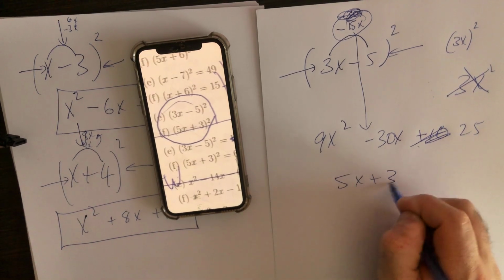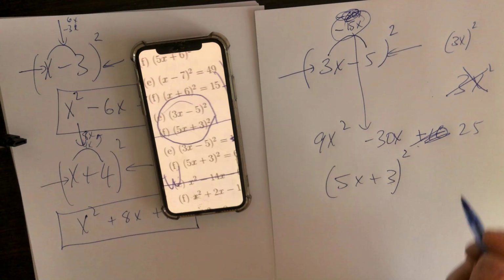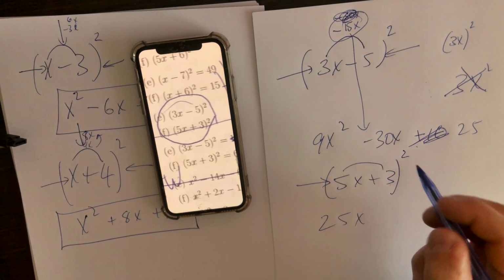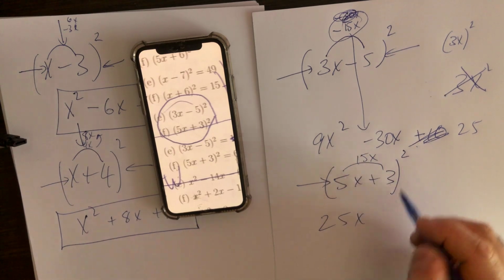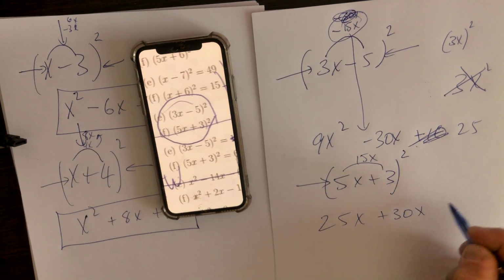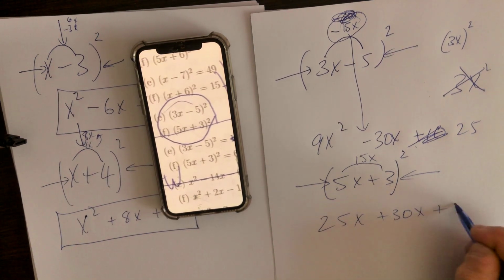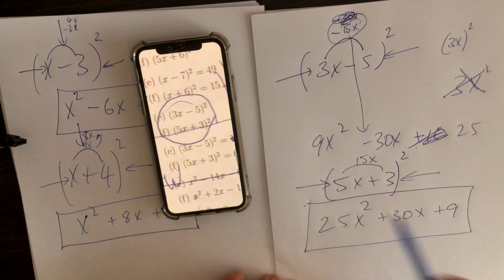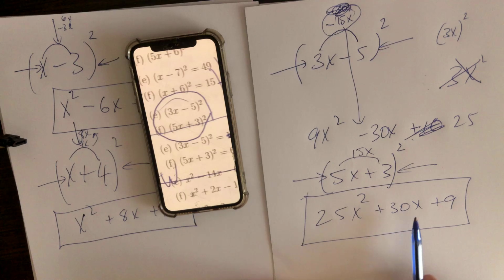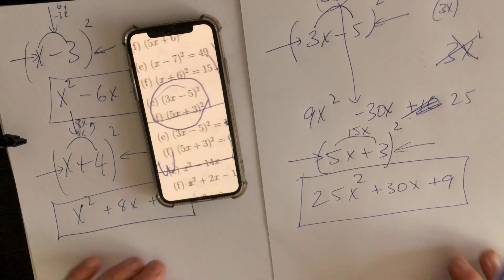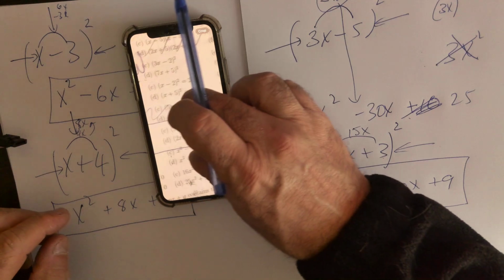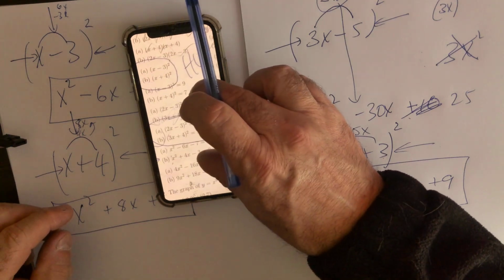(5x + 3) all squared. From the left, 25x squared. From above, the cross product is 15x. We're going to double it. And from the right, we're squaring to give ourselves +9. I forgot to square there, but I can see that that doesn't look right. So you're always going with x squared, x, and the numbers. Okay, how are we doing? We're doing brilliant. Okay, so now we're going to solve these.